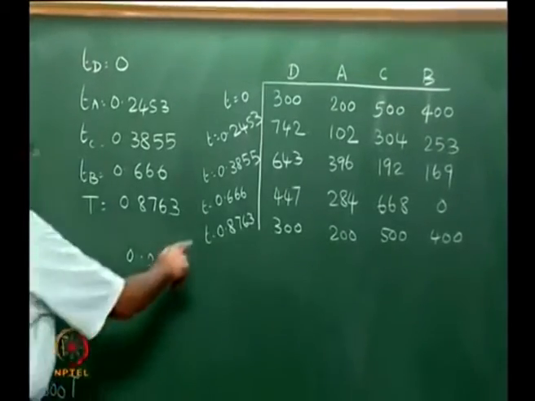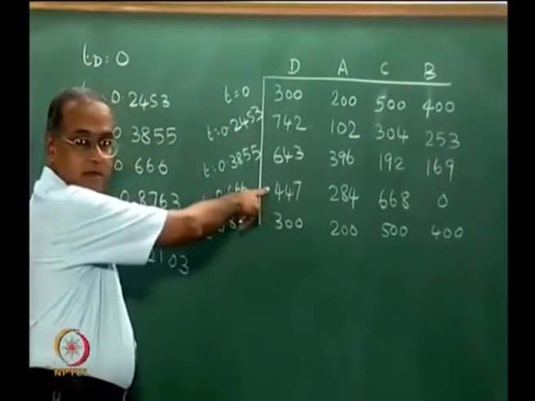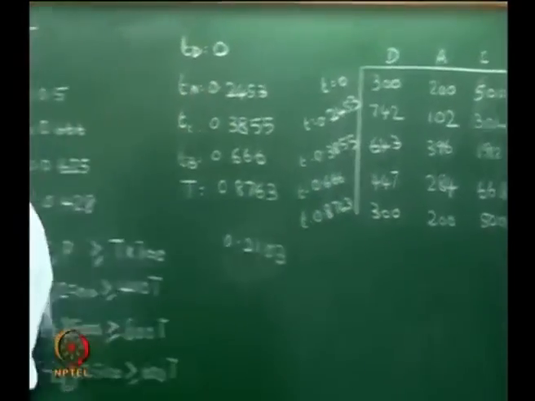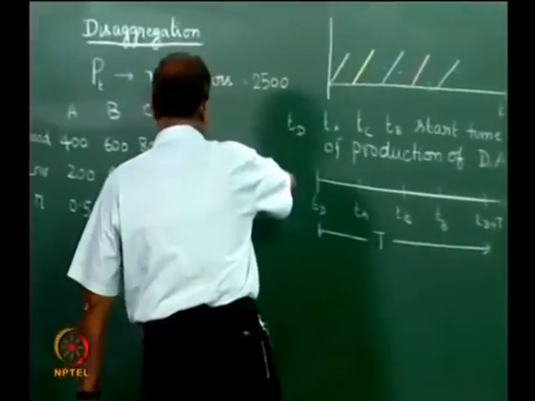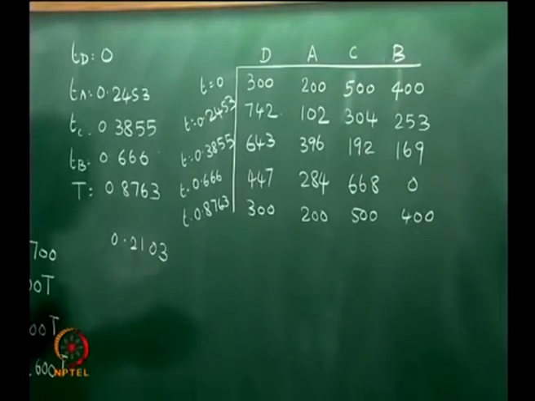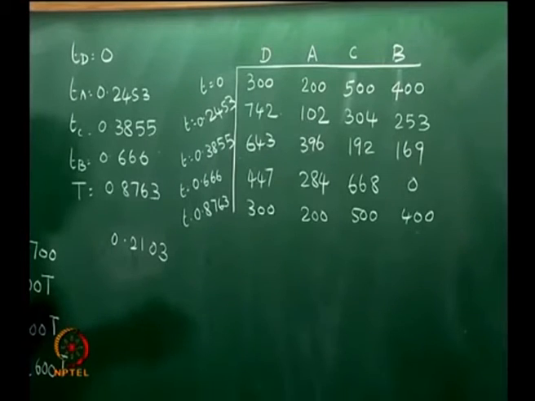Now if we take this D just for the illustration, we only consume from this inventory. So we consume D at the rate of demand is 700. So 700 into 0.2103 is the consumption.